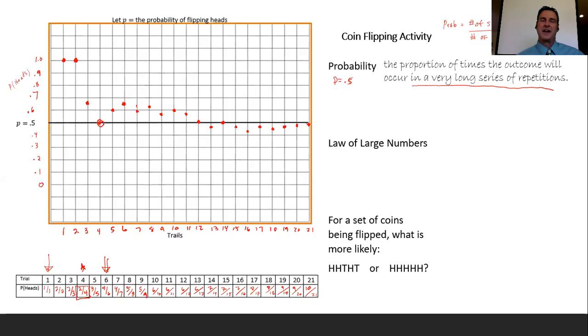Okay, and again, just to restate what it is, the proportion of times that an outcome will occur. Okay, and the outcome that we're looking for is heads. Okay, in a long series of repetitions. Okay, and we just did this 21 times. You could really flip coins forever. All right, and the idea is that it should get close to 0.5 as you keep doing more and more of these repetitions, okay? And again, the 0.5 would be the answer for this.